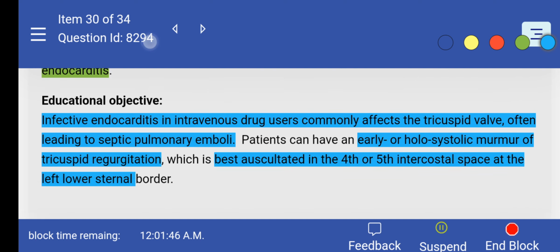So infective endocarditis in IV drug users commonly affects the tricuspid valve, often leading to septic pulmonary emboli. Patients can have an early or holosystolic murmur of tricuspid regurgitation, best auscultated in the fourth or fifth intercostal space at the left lower sternal border.